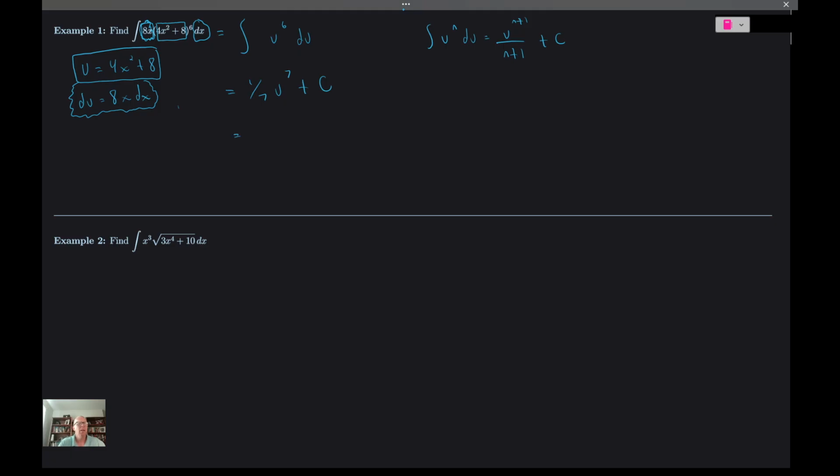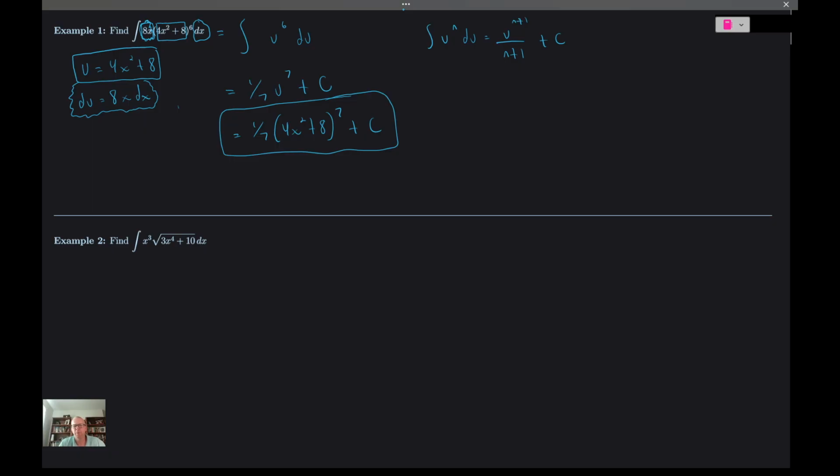And now we substitute back. u is 4x squared plus 8, so this becomes 1/7 times 4x squared plus 8 to the 7th, plus c. And there is our integral. You can check it by taking the derivative of this, using the power rule and the chain rule. 7 times 1/7 becomes 1, so we'd have 4x squared plus 8 to the 6th. Take the derivative of what's inside using the chain rule, and we get 8x.